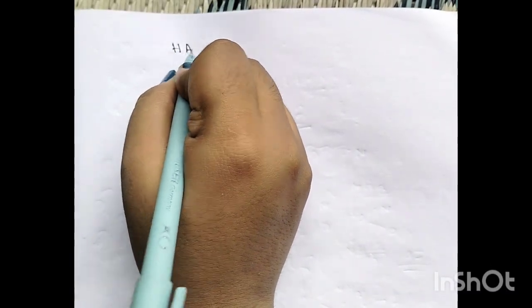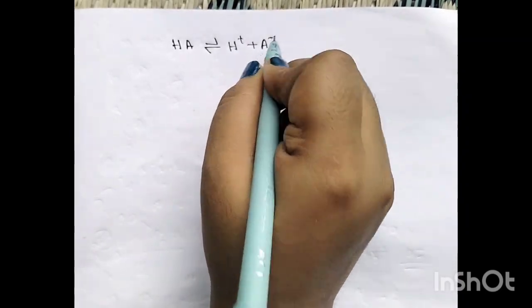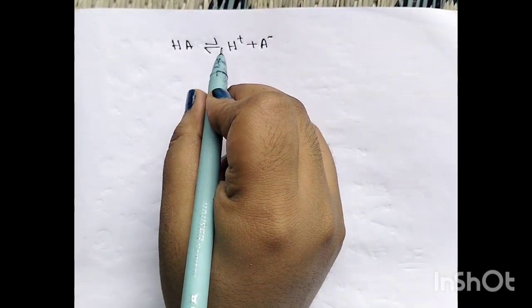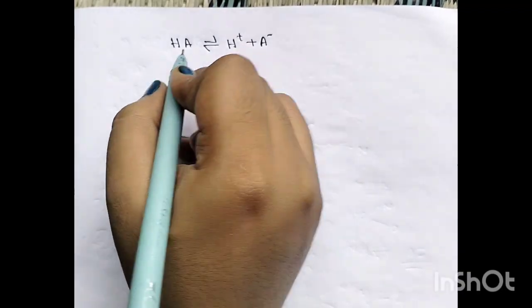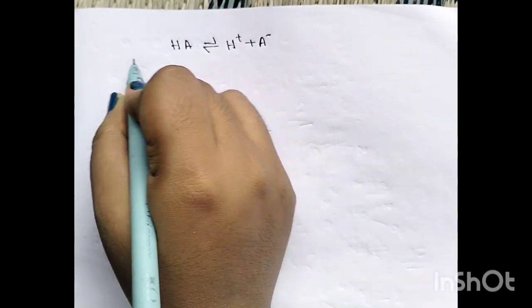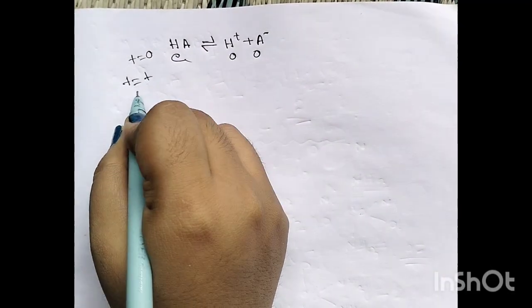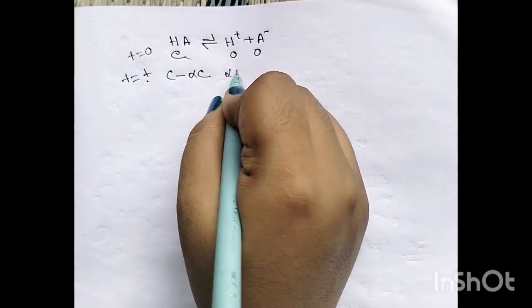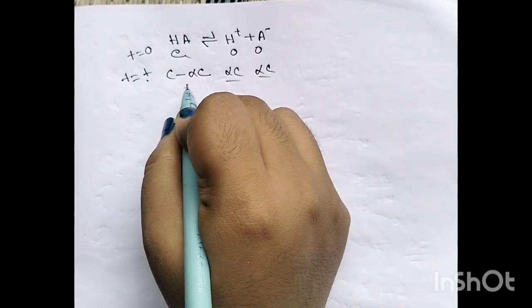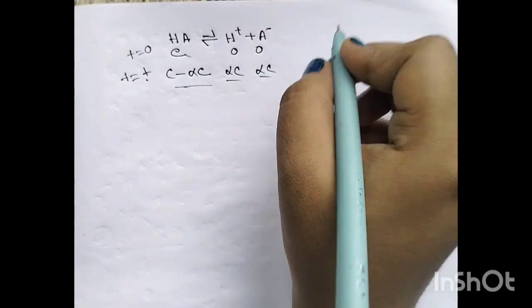Okay, now we take a weak electrolyte like HA, which dissociates into H+ and A-. Its degree of dissociation is low, so this is a reversible process. The concentration of HA at time t equals C at time 0, and at an arbitrary time t we write C minus alpha C, alpha C, alpha C. Alpha is the key. What is alpha? Alpha is the degree of dissociation.